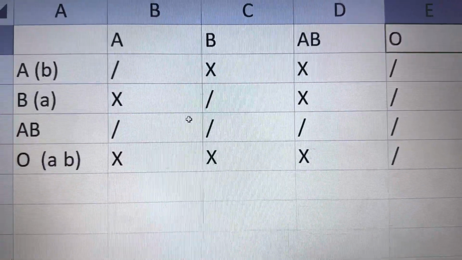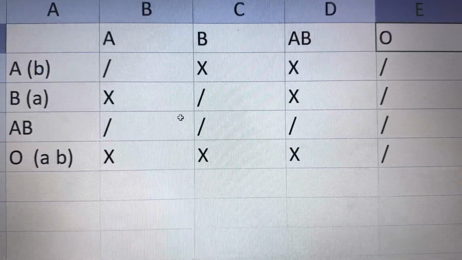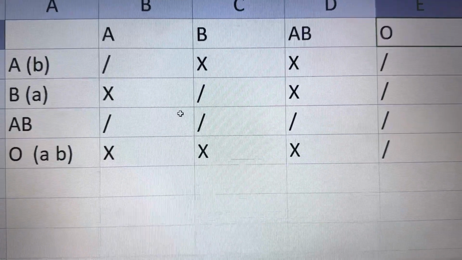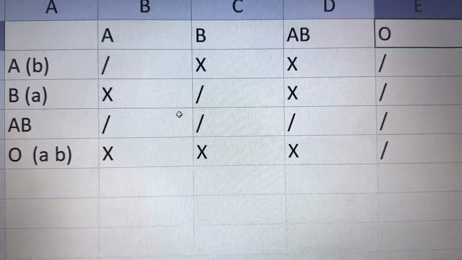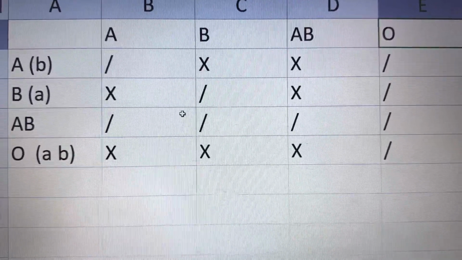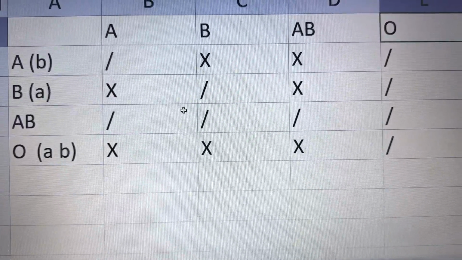So with us looking at those basics, now we can have a very easy time analyzing the table. Here we find that the horizontal column stands for the donor and the vertical column stands for the recipient.